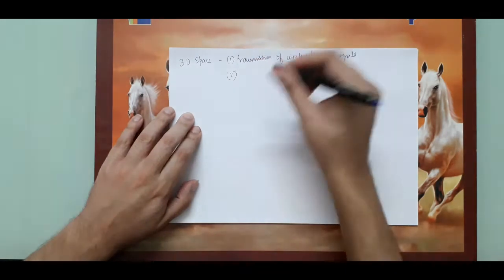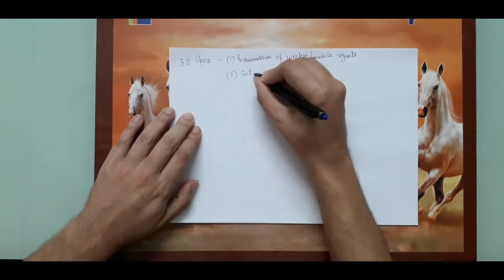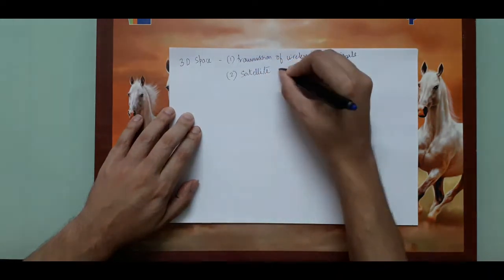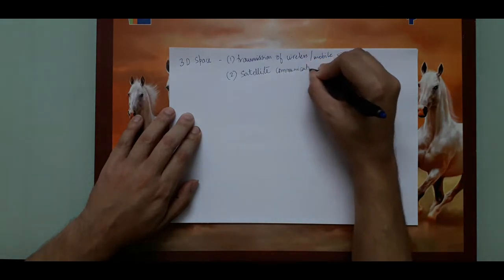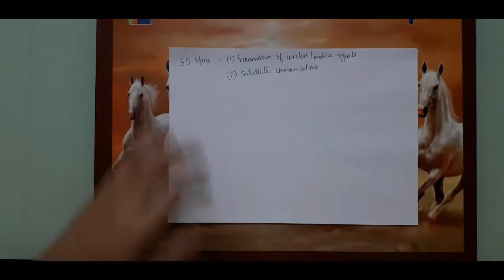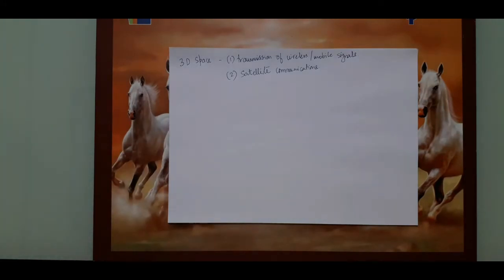The second example is satellites. For example, if one of our satellites is orbiting around the Earth, we can talk to the satellite from the ground station. So again, that communication is wireless.